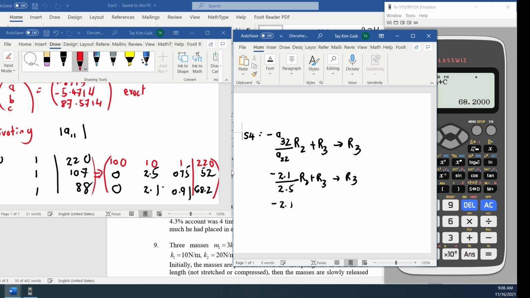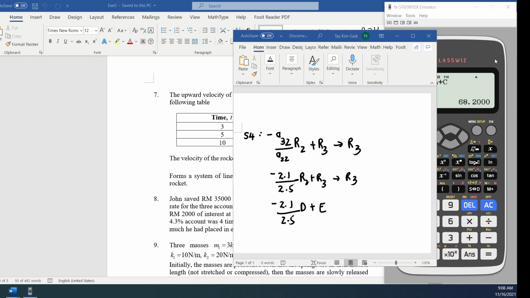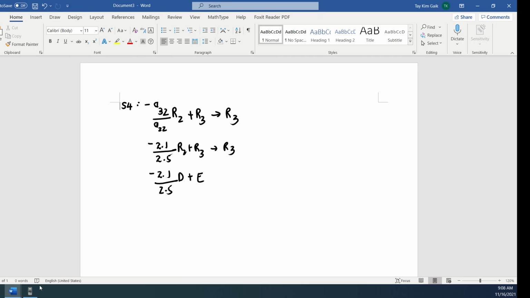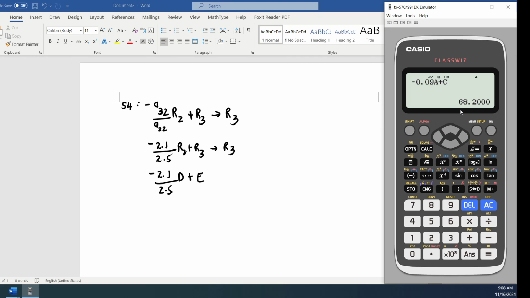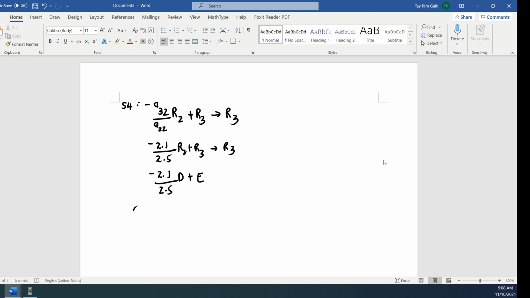And then you may represent in your calculator. We have A, B, C, and then let's say D and E. So this one no need already, just need this. There's no changes on row 1 and row 2, so you may just copy it down. So 100, 0, this is already 0, 10, 2.5, 1, 0.75. This is 220, 52.